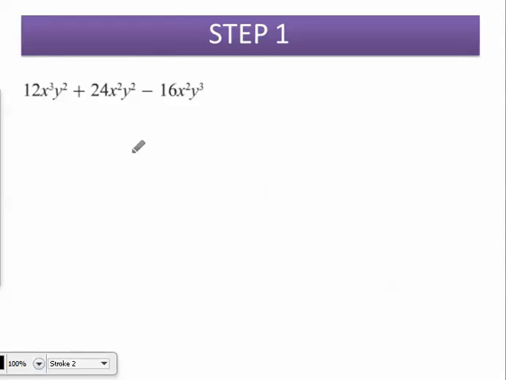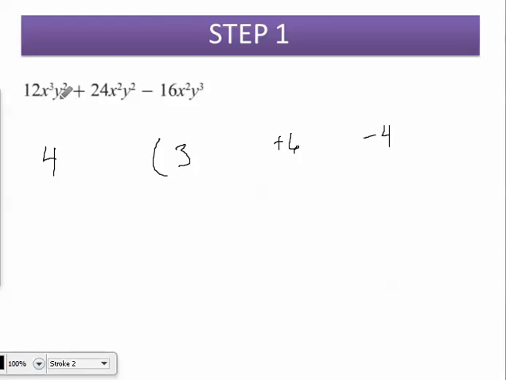12, 24, and 16. My common factor is 4. Okay? That means I'm going to be pulling out a 4 out of a 12. That's a 3. A 4 out of a 24. That's a 6 plus 6. And a 4 out of a 16. That's a 4. Negative 4.